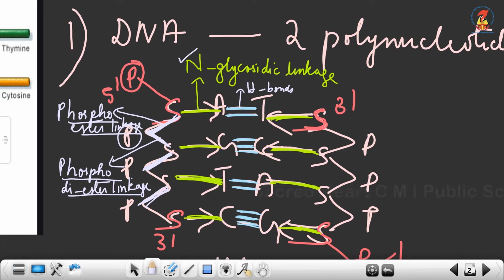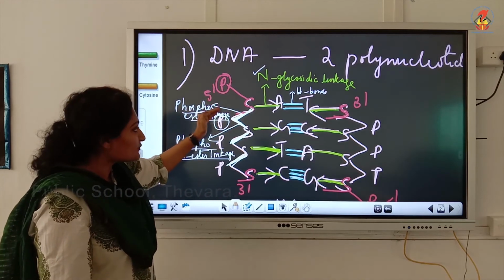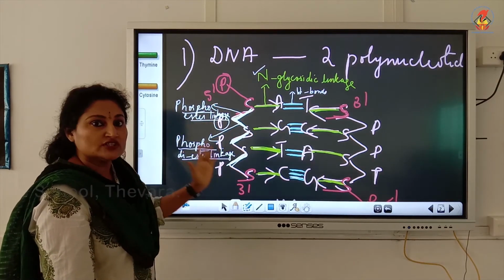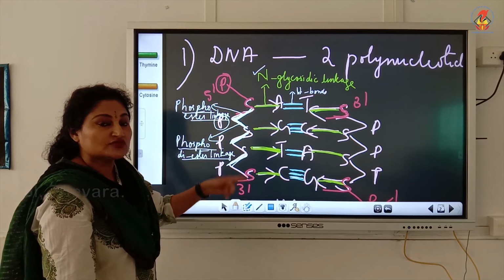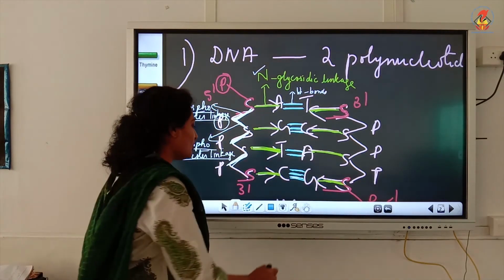So, remember the bonds. If you have the structure, you can easily elucidate the bonds. The bonds between the bases, hydrogen bond. The bond between the base and the sugar, N-glycosidic linkage. The bond between the sugar and the phosphate, phosphor-ester linkage. And that phosphate with the neighboring sugar, again phosphor-ester linkage, but here it is called phosphodiester linkage. So, the third point is related to the bonds.